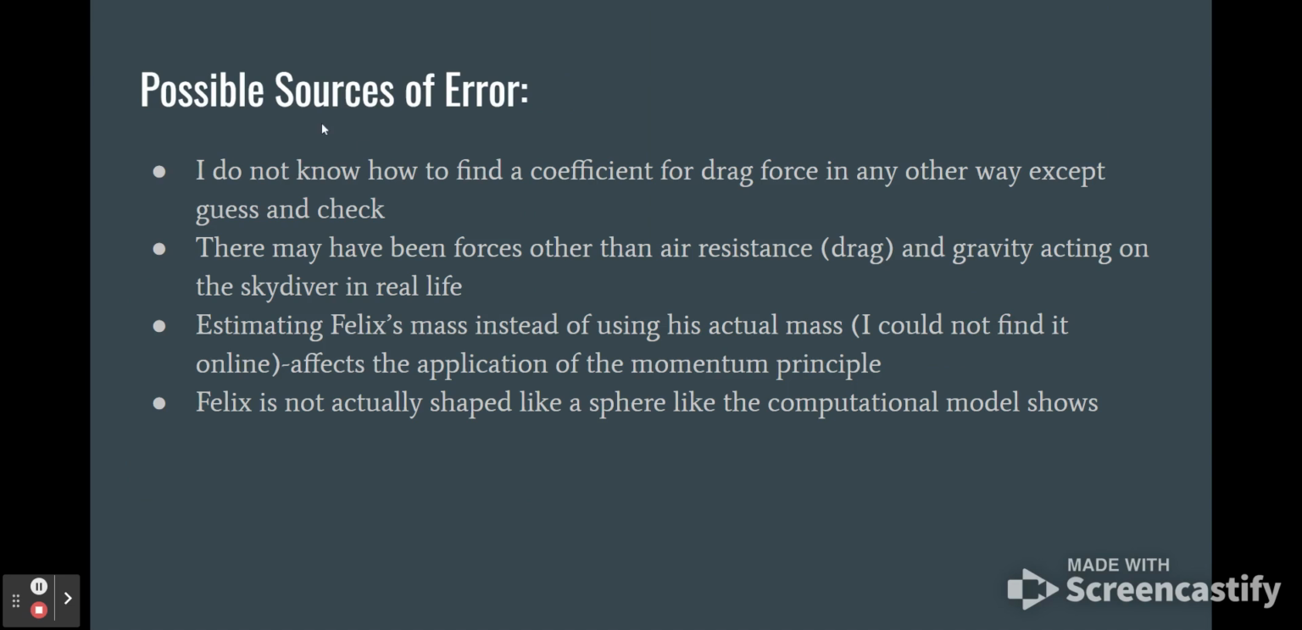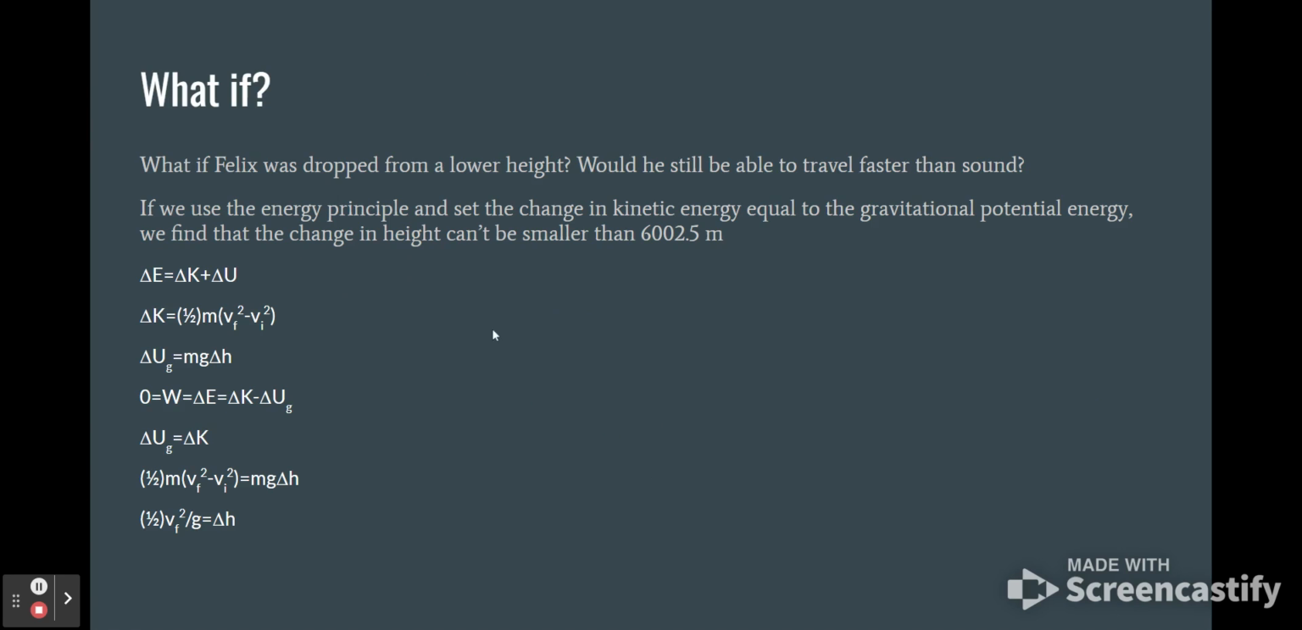So some possible sources of error. I do not know how to find a coefficient for drag force in any other way except the guess and check method. So if I was more accurate in this, I probably could have gotten closer to the experimental result of 377 meters per second. There may have been more forces other than air resistance and gravity acting on the skydiver in real life. Estimating Felix's mass instead of using his actual mass affects the application of the momentum principle. And Felix is not actually shaped like a sphere, like the computational model shows, so some other aerodynamics could have been at play as well.